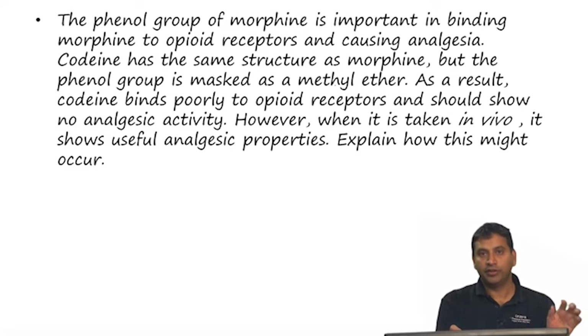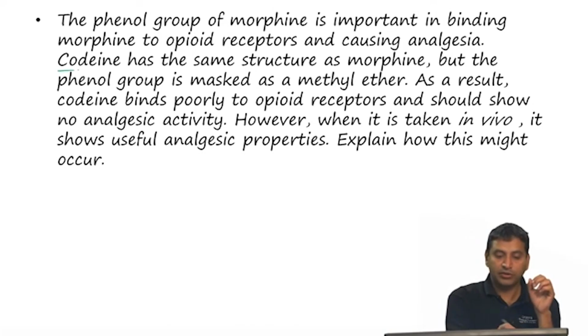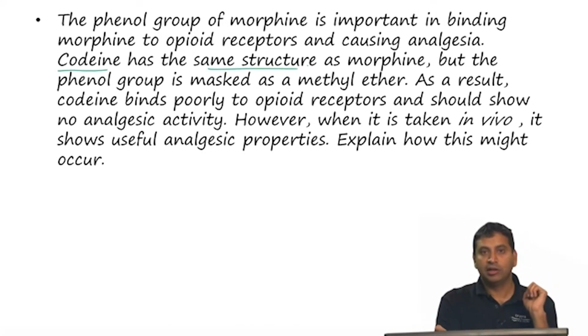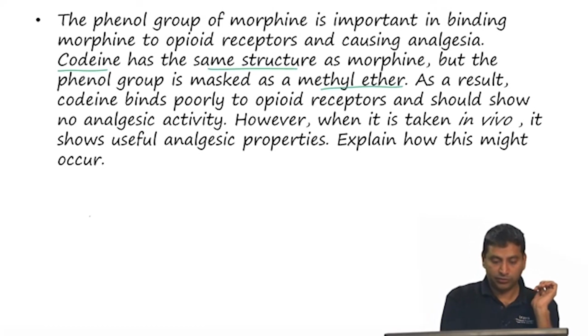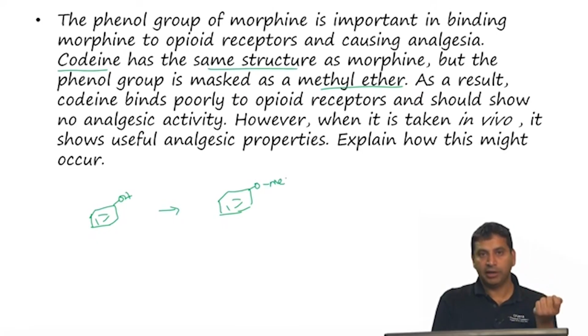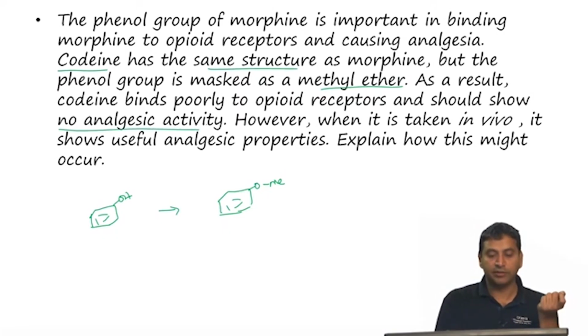The phenol group of morphine is important in binding to the opioid receptors, and this causes analgesia. Codeine has the same structure as morphine, but the phenol group is masked as a methyl ether. So, the phenol of morphine is actually masked as an OMe. As a result, codeine binds poorly to opioid receptors and should show no analgesic activity. However, when it is taken in vivo, it shows very useful analgesic properties. So, the question is, explain how this might occur.